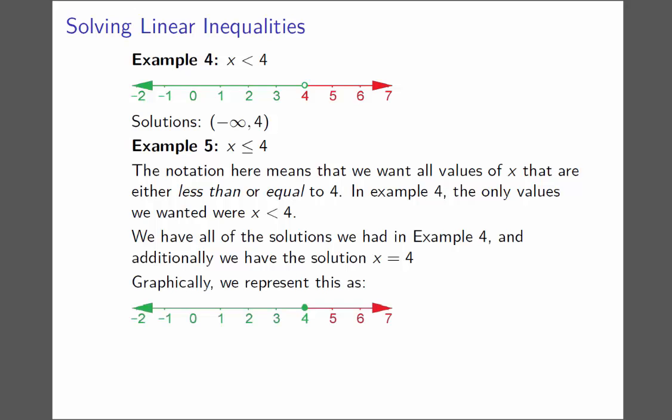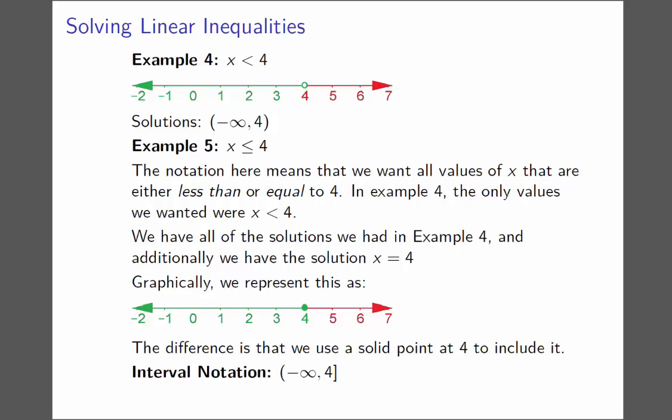This is how we graphically represent it on the number line. The major difference is that we use a solid point at 4 to say that we want to include it, instead of our open point. In interval notation, we would write this as negative infinity up to 4. The difference here is that we use a square bracket at 4 to include it, instead of a round bracket.